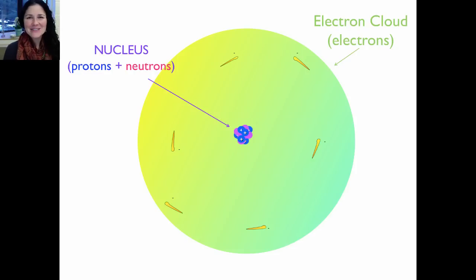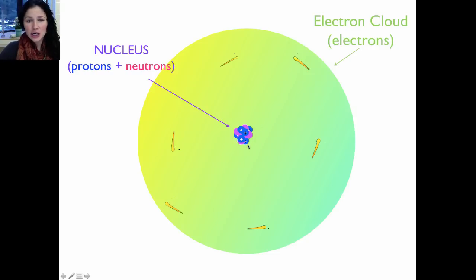Hi, this is a video to help you through the activity on isotopes and atomic mass. First, let's talk about atoms. On this slide, there's a cartoon of an atom, and the atom is made up of nuclear particles.